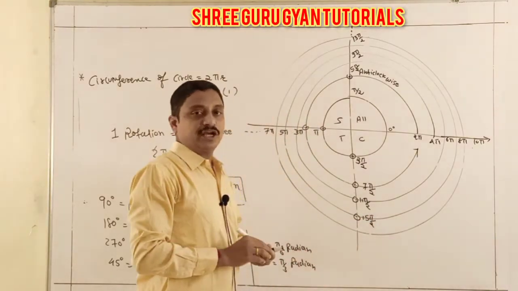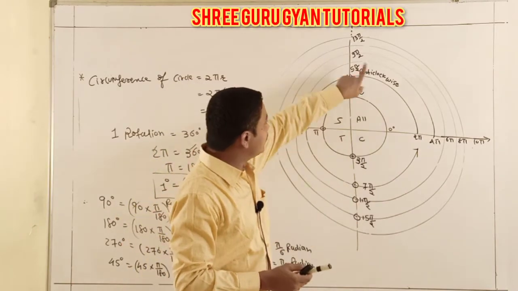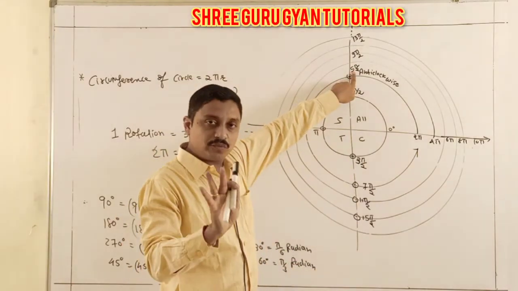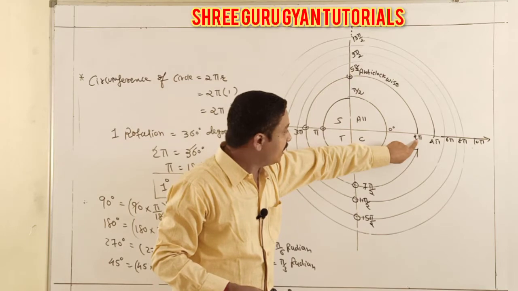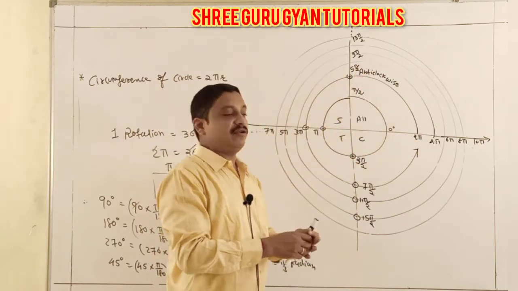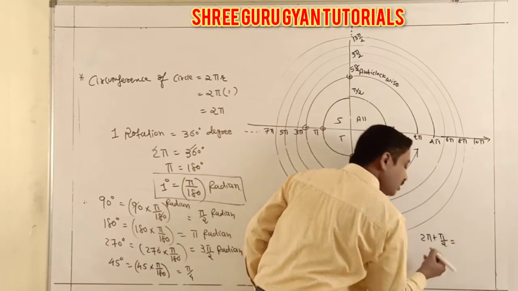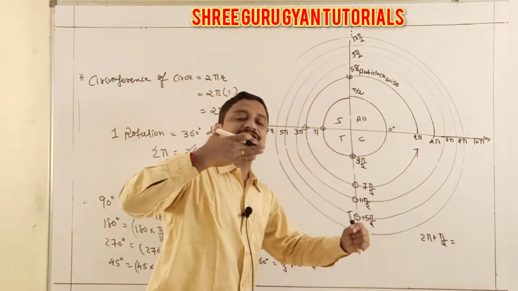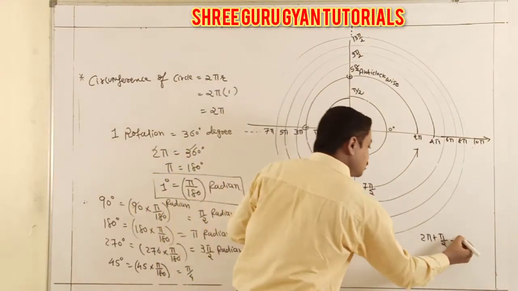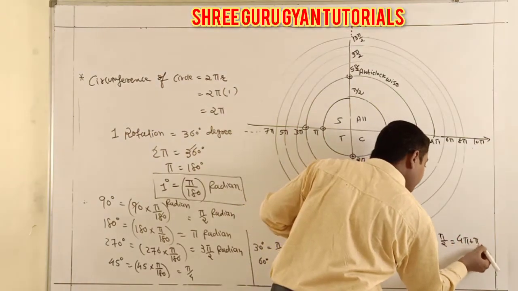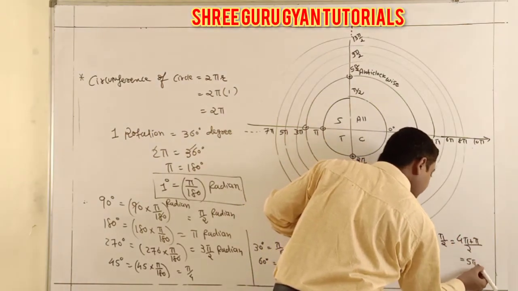I think students you are wondering how sir has written 5 pi by 2 here. Don't worry, I will clear your doubts. 2 pi plus 90 degree, then you get 5 pi by 2. Check here, 2 pi plus 90. Every time I am adding 90, 90 and 90. So 4 pi by 2 plus pi by 2, it is 5 pi by 2.